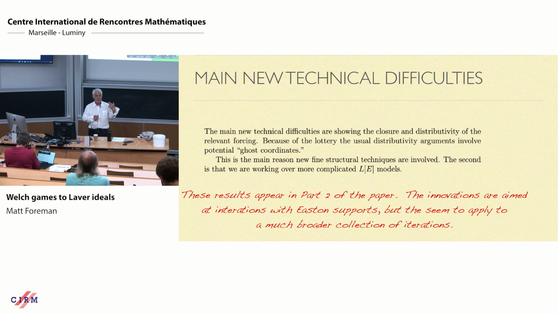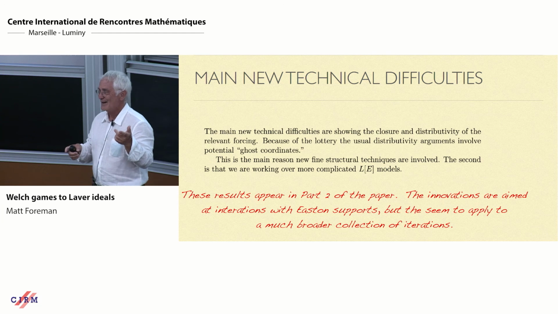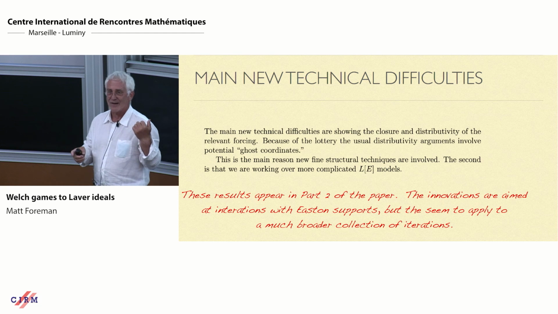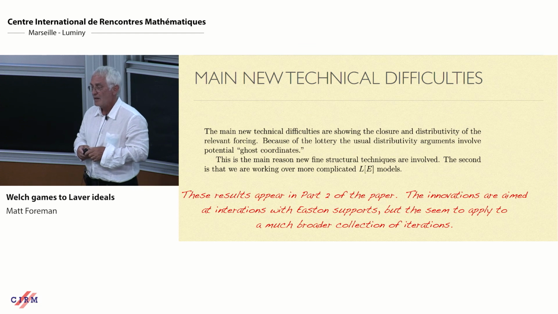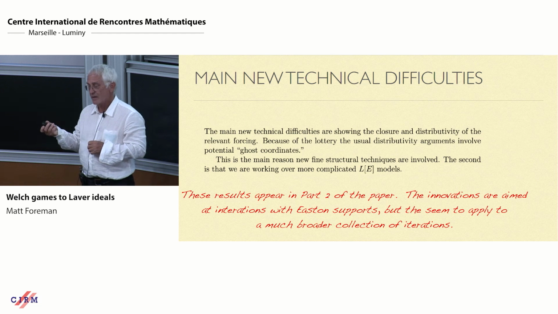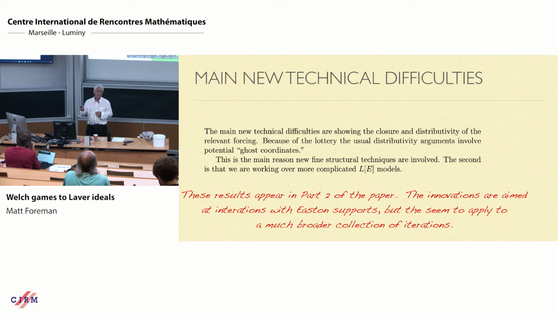Part 1 is on archive. We have a better version that's about to be submitted. So we'll put the new version on archive when we submit it, or send me an email. These innovations are aimed at interactions with Easton supports, but they're sufficiently strong that they seem to apply to a much broader collection of interactions. Non-stationary supports were mentioned, this kind of thing, they apply.